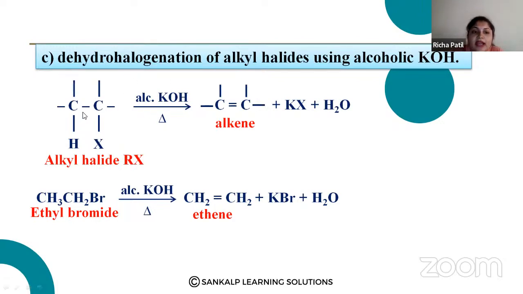Dehydrohalogenation. You see here, alkyl halide. What is an alkyl halide? This is the alkyl halide, in the presence of alcoholic KOH. What are you obtaining? You are obtaining an alkene. These are all hydrogens.